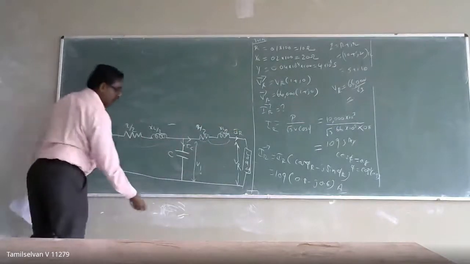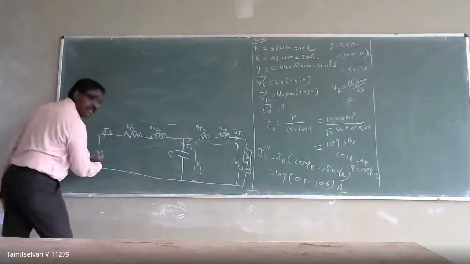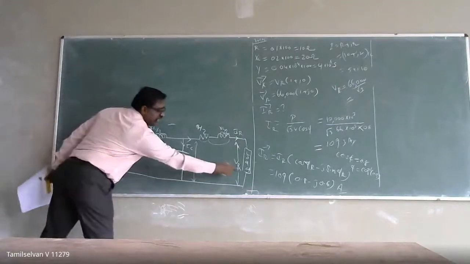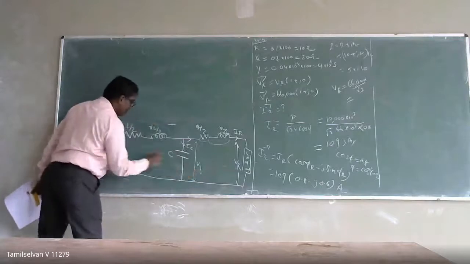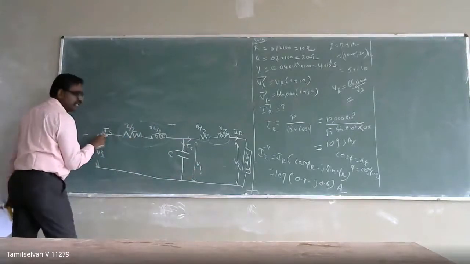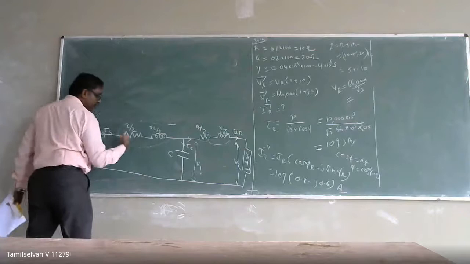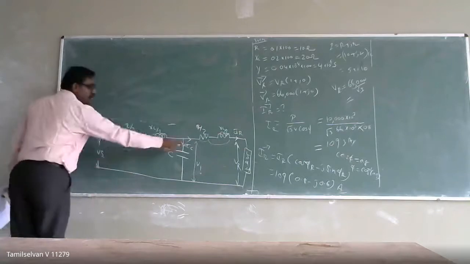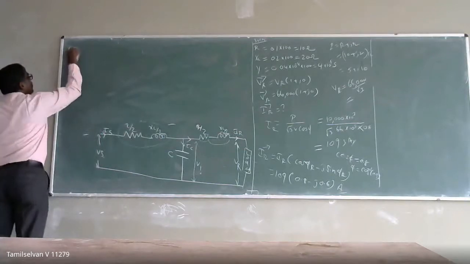For calculating the sending end voltage, I know the VR value. If I know V1, then I can calculate the sending end current. Then I can calculate my VS voltage. So for that, we need the V1 voltage, the capacitor voltage.